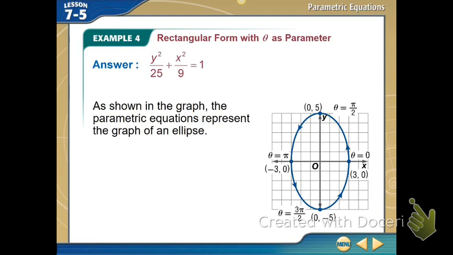Here's that 5 spaces up and down we talked about. And here are the 3 spaces right and left that we talked about. And then the arrows are the direction of theta as theta gets bigger. So starting right here with theta equal to 0, the arrows indicate that theta is increasing toward 90 degrees, and then theta increases again toward 180, keeps increasing toward 270, and then keeps increasing toward 360 degrees as we go all the way around the ellipse.